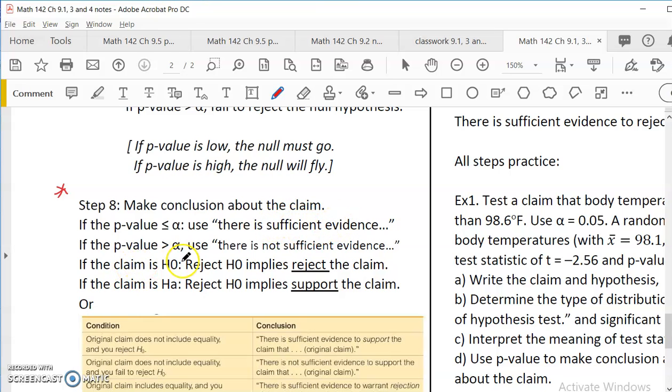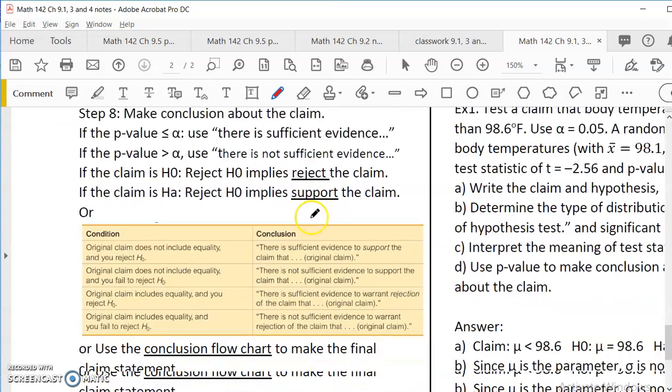Now, if the claim is actually H0, then you would say you reject, because H0 is your assumption. So you use the wording reject. But if your claim is in the alternative hypothesis, you would say support. You would use the word support. So let's do some practice.